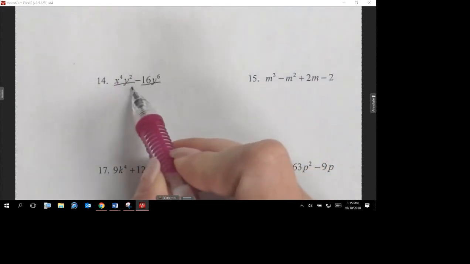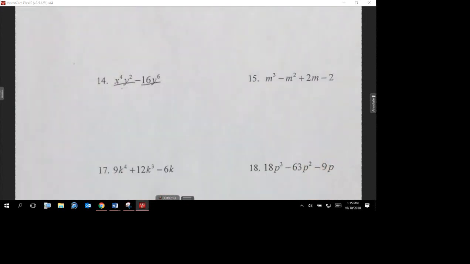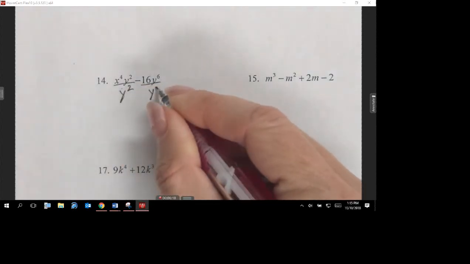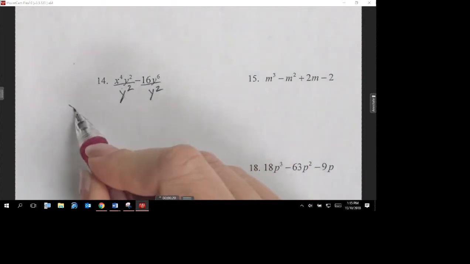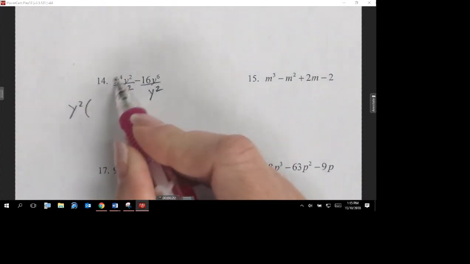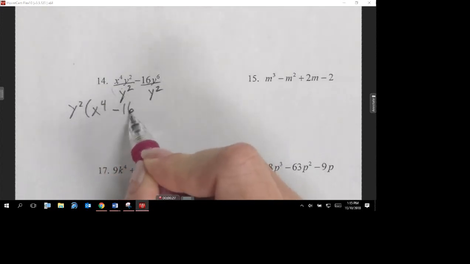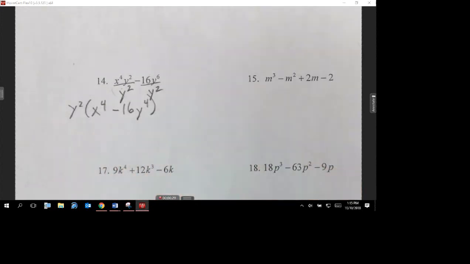All right. So between these two, is there a greatest common factor? Yes. What is it? Y to the second power. So I'm going to pull that out. Y squared. I have left over x to the 4th minus 16y to the 4th.